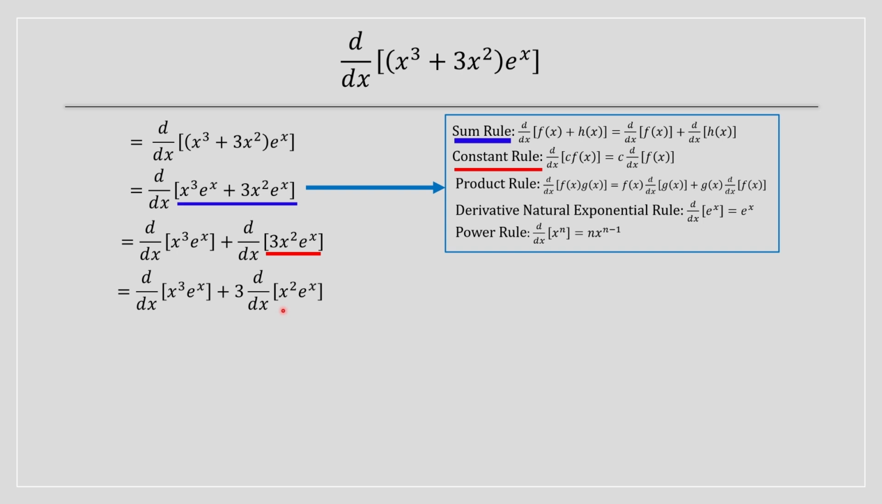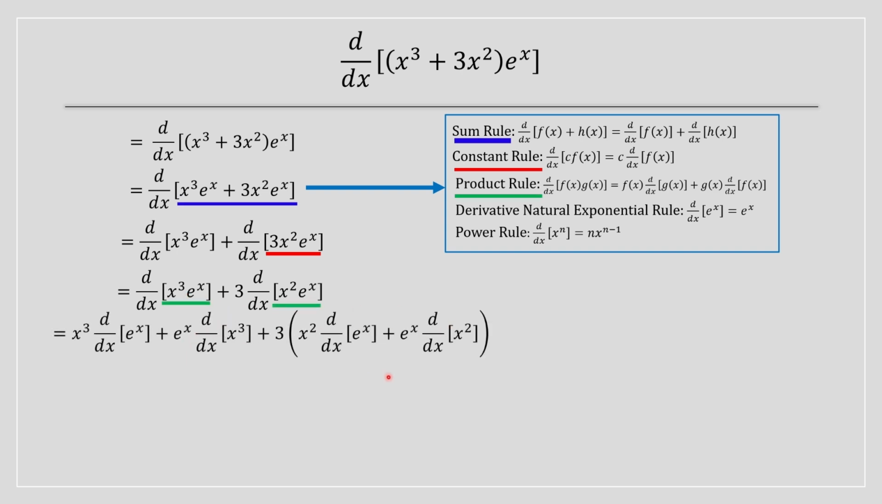Now we have to apply the product rule, and the reason why we have to apply it is because we have a function being multiplied by another function. So over here, we see a multiplication, so we have to apply it. We don't have a plus symbol over here. We have a multiplication, so we have to apply the product rule. Once we apply it, we acquire this now.